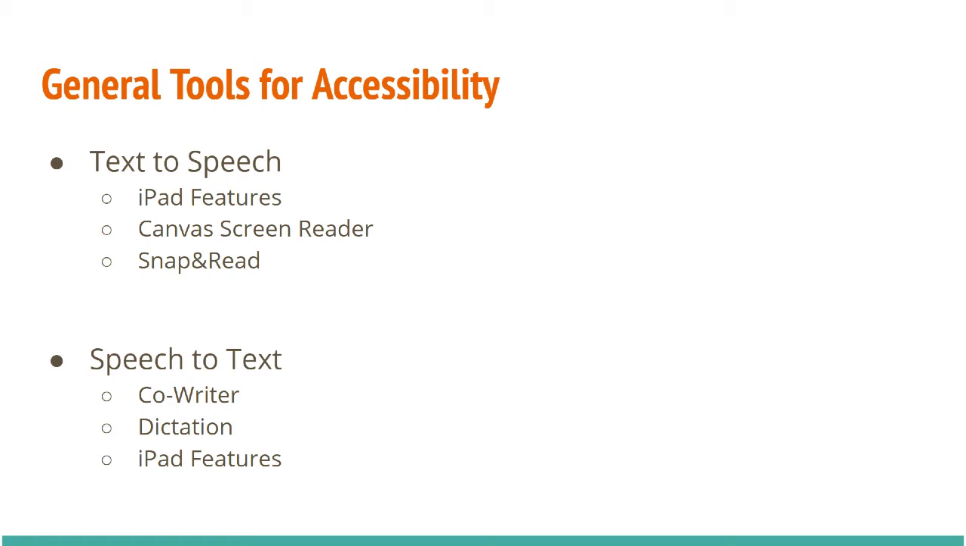So what are some general tools for accessibility that are available within our district? Well, for one, we have iPads as one-to-one technology for our students. Every single student in Elkhart has these features.